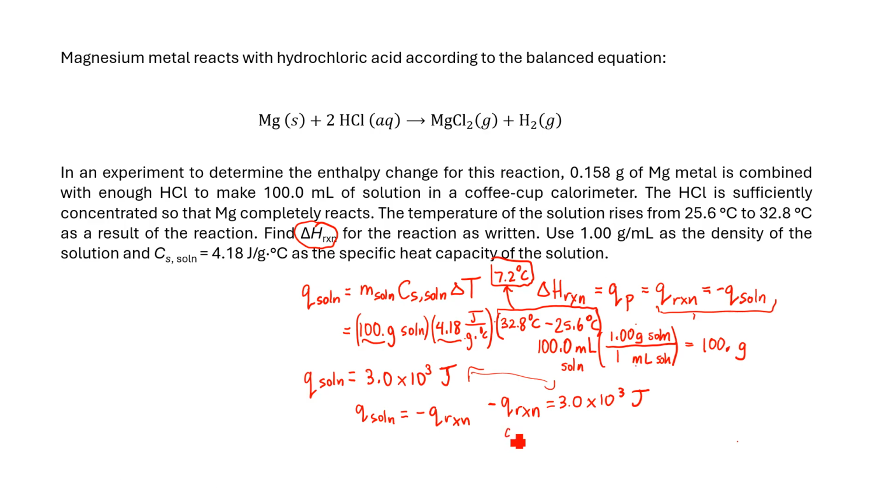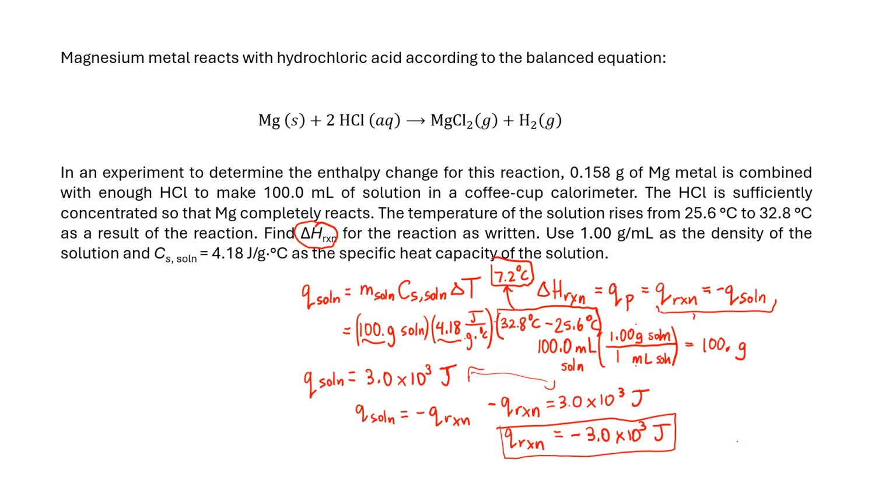Let's move the negative over. Q reaction is equal to negative 3.0 times 10 to the 3. And this makes sense, right? That it's negative because this reaction is releasing heat to the surrounding water solution, right? And it's an exothermic process. So the reaction is releasing 3.0 times 10 to the 3 joules of energy.